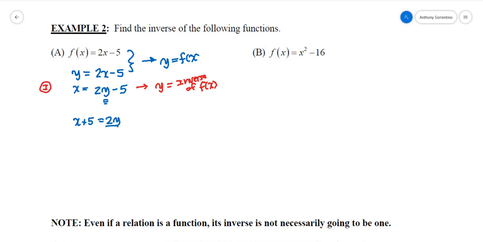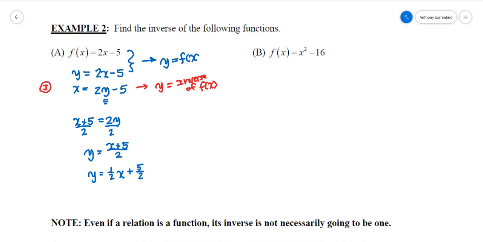Now I'm going to divide both sides by 2. So here y is going to equal, I could keep it as x plus 5 over 2 if I wanted to. I could also just distribute that and say that's 1/2 x plus 5/2. I could also write the 5/2 as 2.5. It doesn't matter.